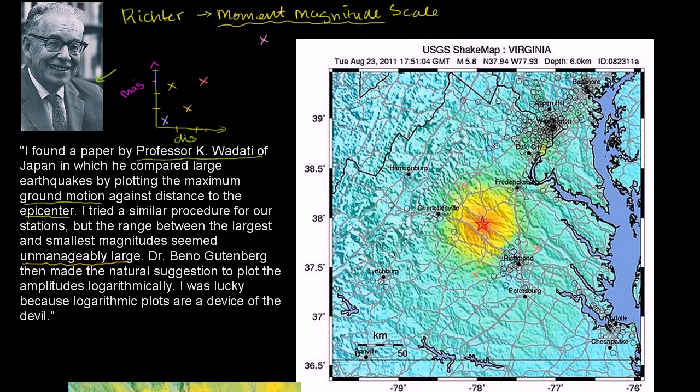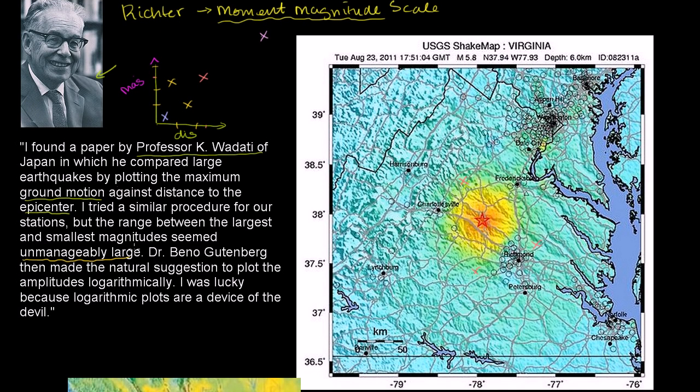And so he says, "Dr. Beno Gutenberg," and they were all working at Caltech when they came up with the Richter scale, "Dr. Gutenberg then made the natural suggestion to plot the amplitudes logarithmically. I was lucky because logarithmic plots are a device of the devil." And I'm not really sure what he means when he says that they were a device of the devil.